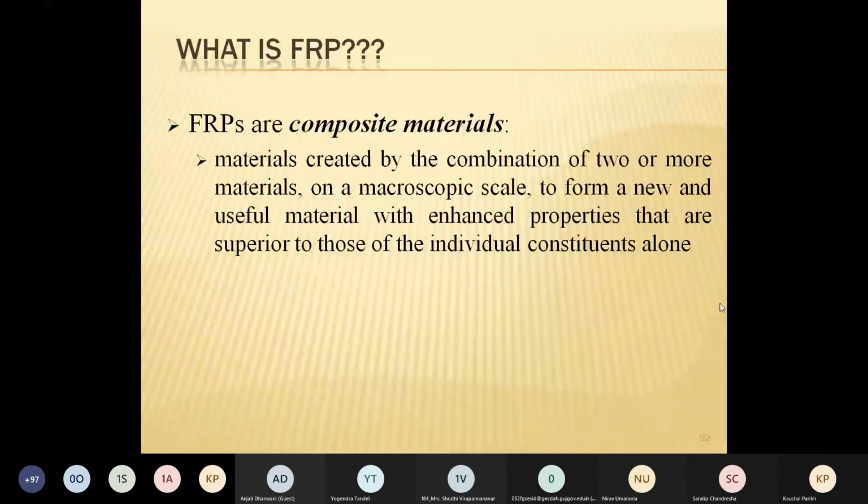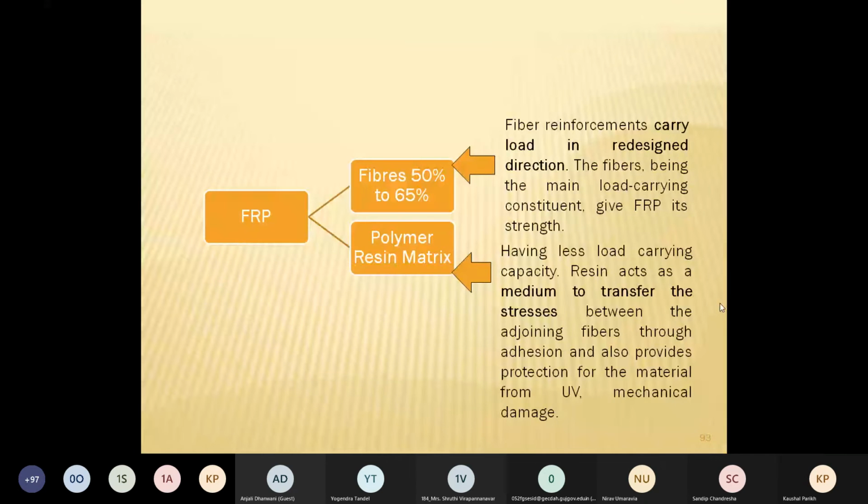FRP is actually made up of two materials. One is the fibers, having a weightage of 50% to 65%. The main function is to carry the load in the design directions. These fibers are the main load carrying constituent which gives FRP its strength. The second one is the polymer resin matrix, having a lower load carrying capacity, but which acts as a medium to transfer the stresses between the adjoining fibers due to adhesion. It also provides protection for the material from UV ultraviolet rays and chemical damage.